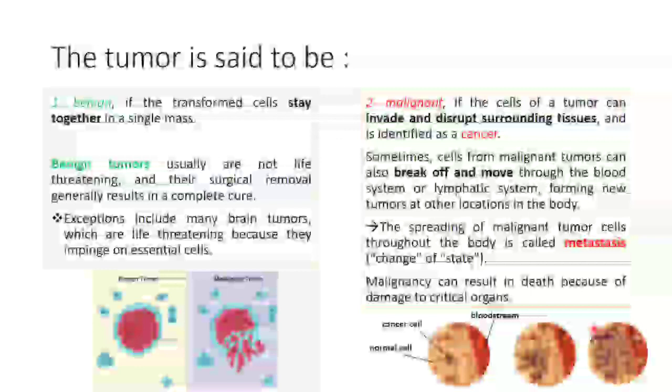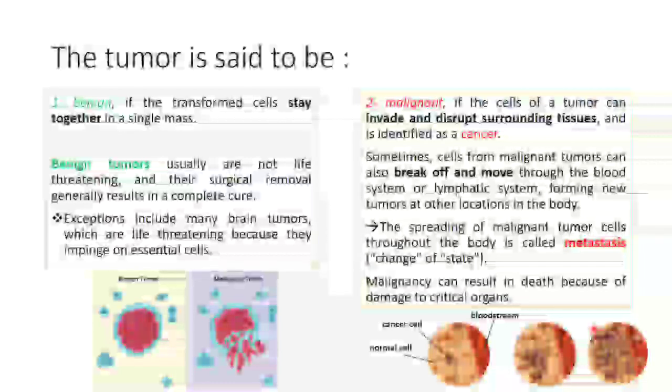The tumors اتفقنا انه when the normal cell deviates from the normal controlled cell division, it forms tissue masses called the tumors إذا بتتذكروا guys. This tumor is said to be benign if the transformed cells stay together in a single mass. So if the cells with abnormal uncontrolled cell division continue to divide but remain present together as a single mass, this tumor is said to be a benign tumor. تسمعوا بالعربي بيقولوا حميد وخبيث. Okay, benign means حميد. So the tumor is said to be benign.